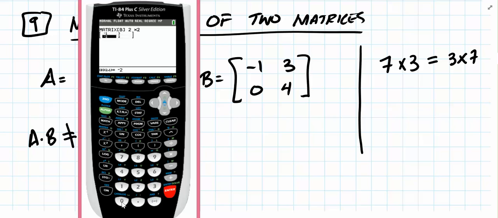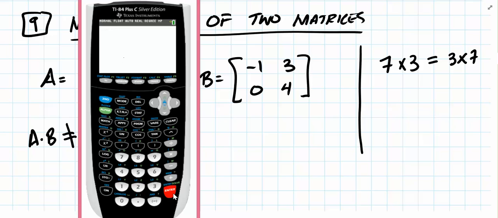All right, so we'll hit second quit. I'm going to clear my screen just so I can have a nice clean picture of everything. So I am interested in A times B. So second matrix 1 multiplied by second matrix 2. So that says A times B, and I get this: negative 2, 10, 3, and negative 9. I'm going to write that down real quick so I don't forget it, okay?